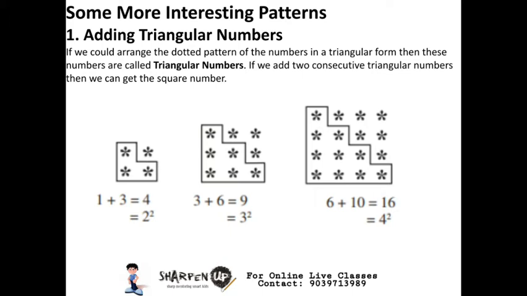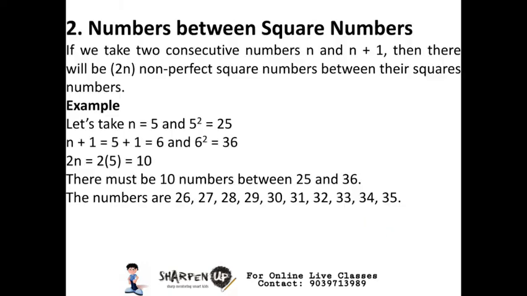So what our property says is, if we add two consecutive triangular numbers, then we get a square. That means if we add 1 and 3, we get 4. So we can arrange 4 dots as a square. In the same way, if we add 3 and 6, we have 9 dots. So that means we can arrange 9 dots as a square, and so on.